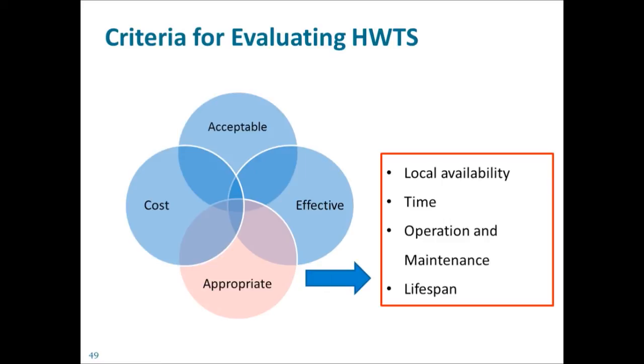Operation and maintenance: this refers to how easy the filter is to operate, how easy it is to maintain, what the regimen is like, and how that works with the householders and users. And lifespan is how long will it last? This is typically determined by the weakest components of the system and their availability for replacement or repair locally.